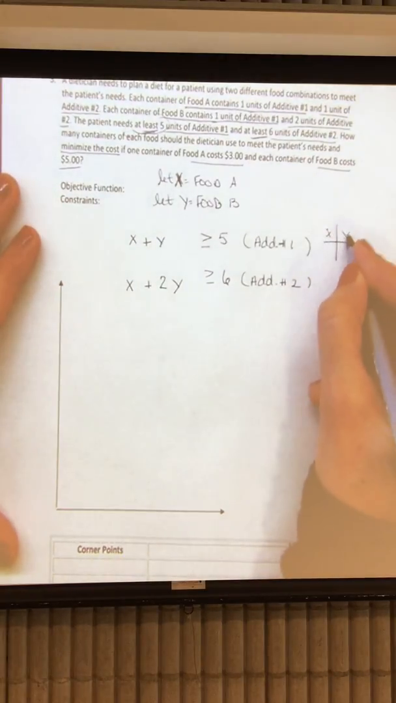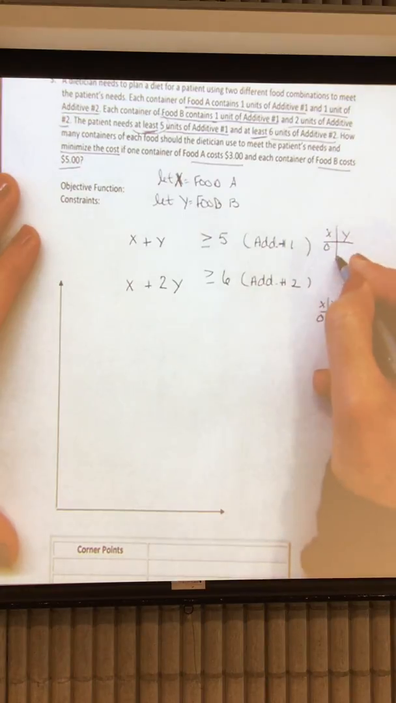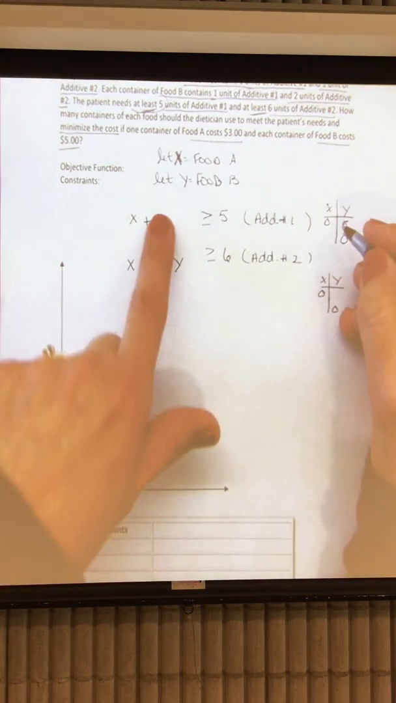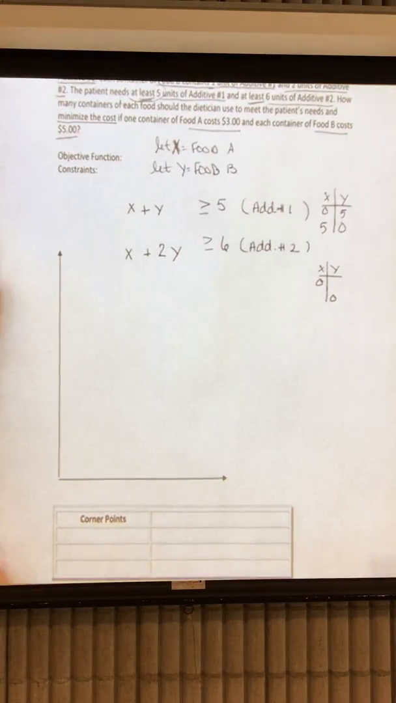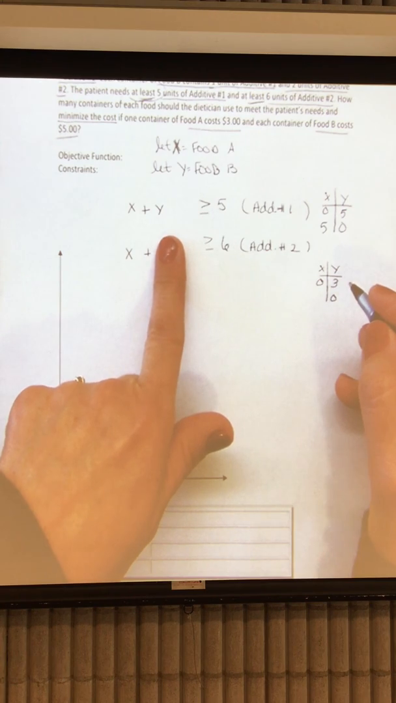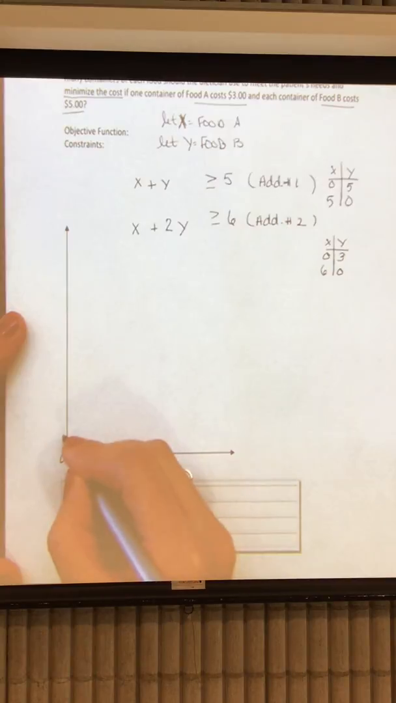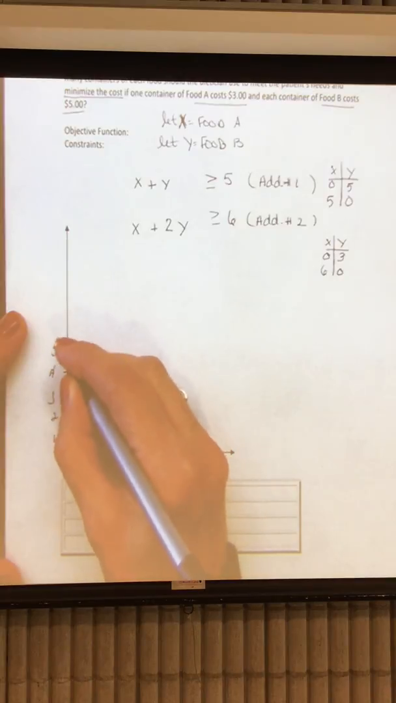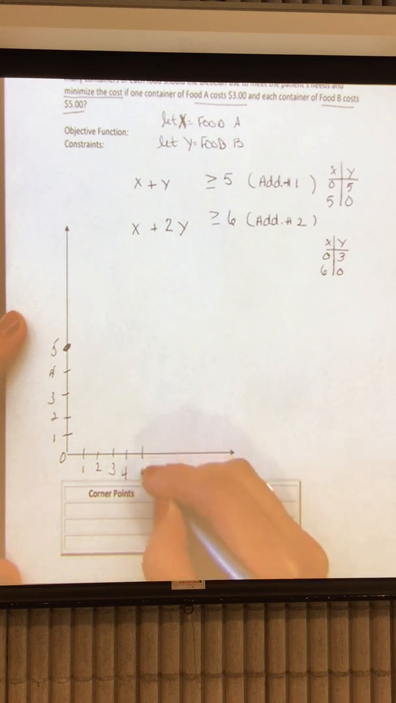And again, we continue with making a table and plotting our points. So when x is equal to 0, we have y is equal to 5. And when y is equal to 0, x is equal to 5. And then we do the same thing for the second inequality. When x is equal to 0, you have y is equal to 3. And when y is equal to 0, x is equal to 6. So we have 0, 5, and 5, 0, with the axes marked 1, 2, 3, 4, 5.